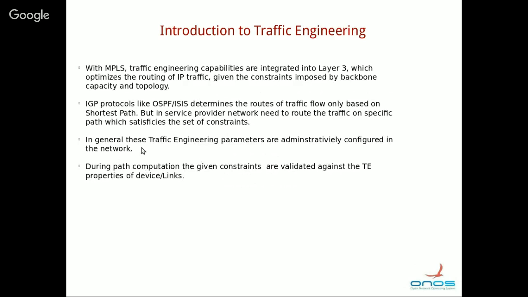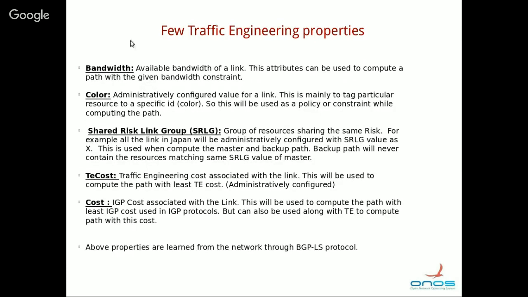Okay. So generally in the network, these traffic engineering parameters are configured by the administrator on the devices in the network. And during the path computation, whether the computation algorithm is in the network or in the controller, the path computation element uses these constraints to validate the traffic engineering properties, compute the path and set up the path in the network. So these are some of the traffic engineering parameters which I just highlighted here.